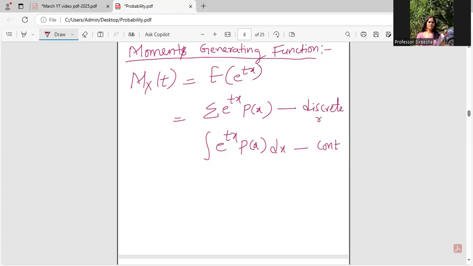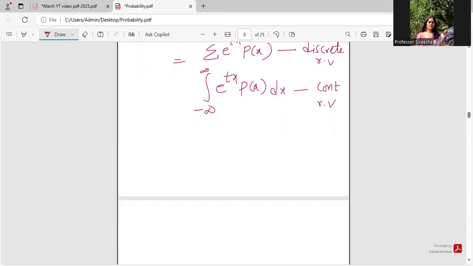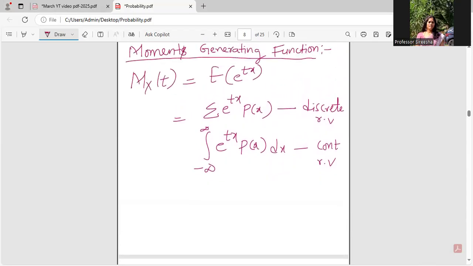For a discrete random variable, it is summation. For a continuous random variable, it is integration, a definite integral from minus infinity to plus infinity. This is the definition of the moment generating function. What I ought to remember is that the expectation of e power tX is the moment generating function.